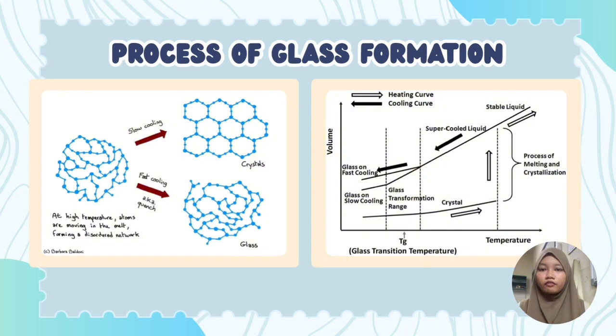Now let's look at the graph on the right. The x-axis represents temperature while the y-axis represents volume. During heating, the material expands and eventually becomes a completely molten liquid. When the material is cooled slowly, the atoms will have enough time to arrange into an ordered crystal structure. However, during rapid cooling, crystallization is avoided and the liquid enters a supercooled liquid region before reaching the glass transition temperature, known as Tg. At Tg, the material gradually transforms into a rigid glass without forming crystals. So from the graph, we can see that rapid cooling prevents crystal formation and promotes glass formation.